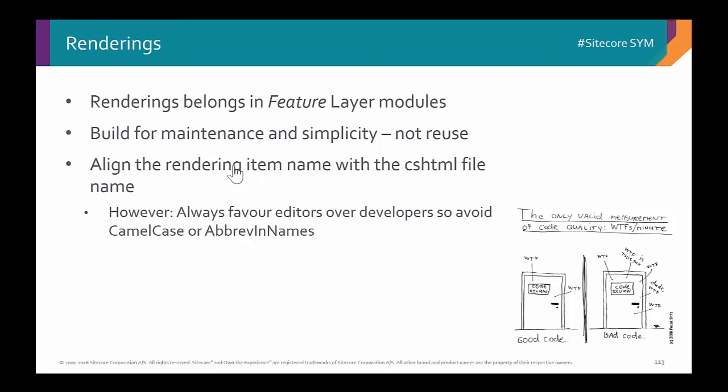So, align the rendering item name, the definition item inside Sitecore, with your CSHTML file. So make it so that you can actually determine what belongs together. But again, as I mentioned before, favor the editors in Sitecore over you, the developer. Try to avoid the camel casing or especially the abbreviations or odd prefixes and things like that. Even though there are titles and display names and all that, the name has a weird tendency to pop up once in a while. So if you have a relatively nice name, you get a much better user experience.